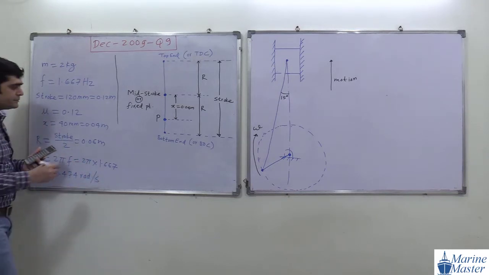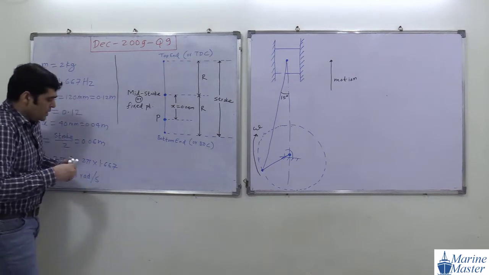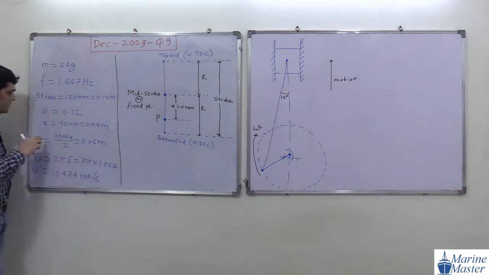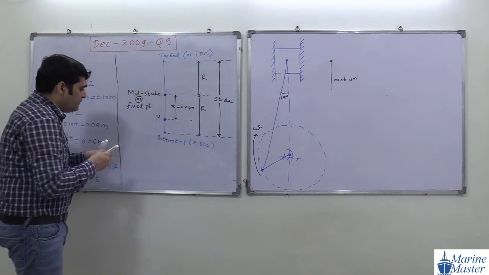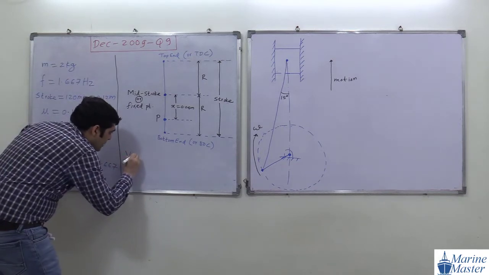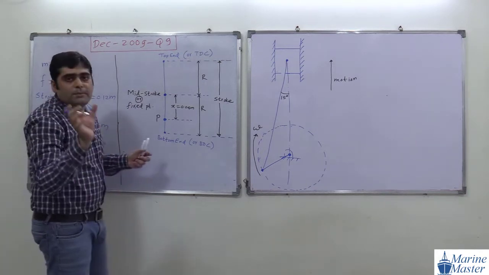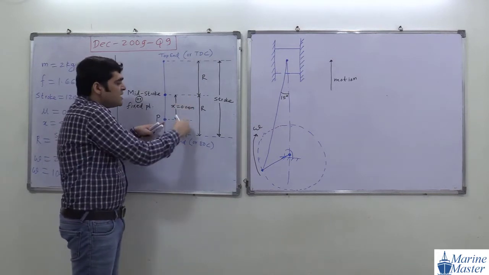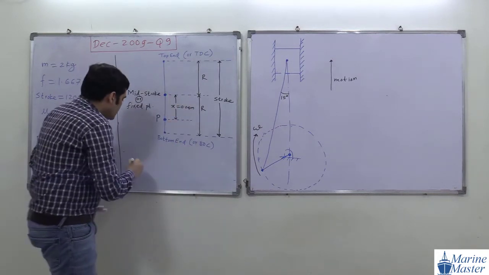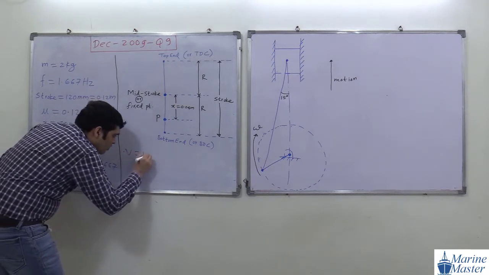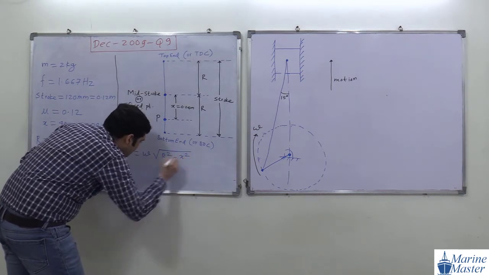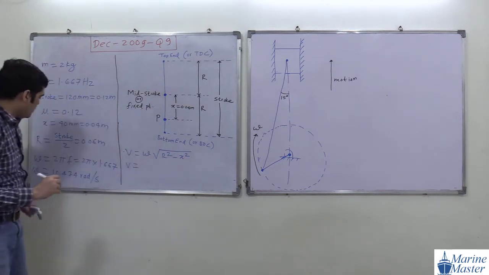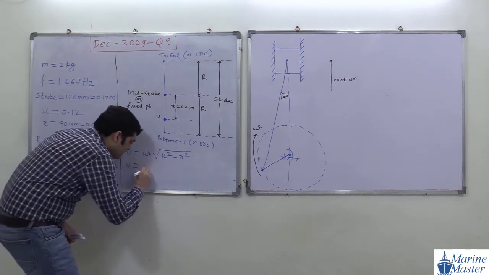Try to see the units. So here we got R and omega. R means amplitude of SHM, and then we got omega. From R and omega, we are going to calculate the velocity. Velocity means the velocity of the block at this particular instant, at distance x from the mid stroke. So velocity will be equal to omega under root of r square minus x square. Omega is 10.474.